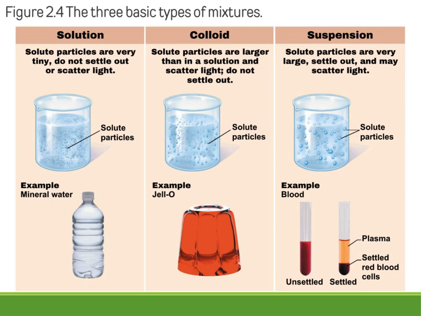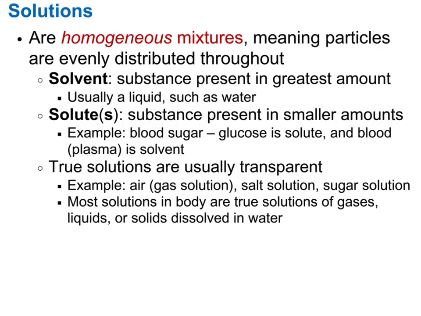Both colloids and suspensions are considered heterogeneous mixtures, where the solute is not evenly distributed throughout. Suspensions have even larger solute particles than what we see in colloids. They do settle out. They can or may scatter light. A great example of a suspension is a blood sample. Leave it alone for a long enough period of time, and the components will settle out into plasma and red blood cells. So let's define some terms before we go further.